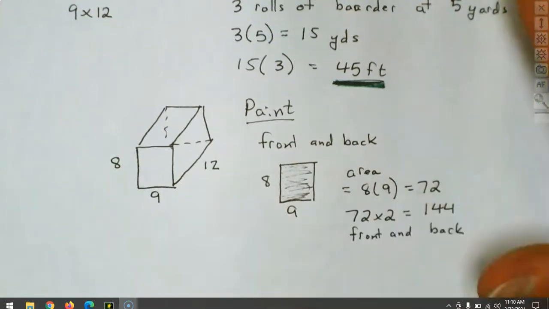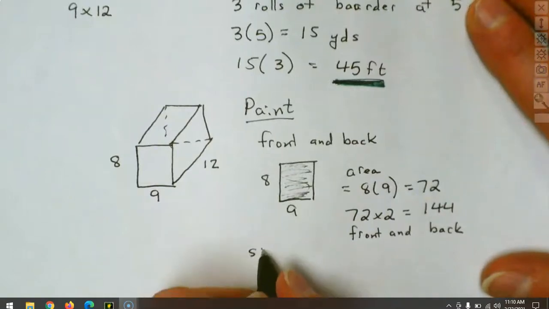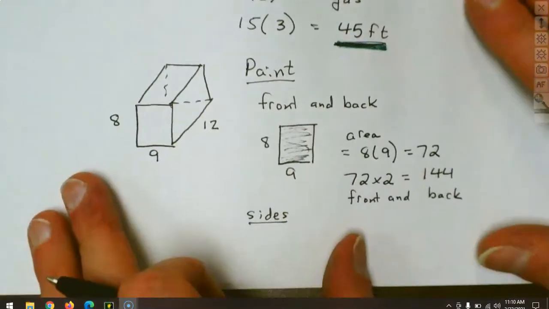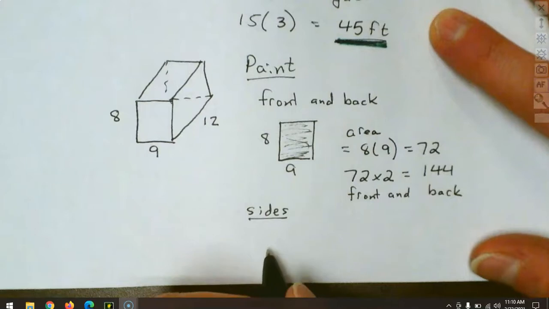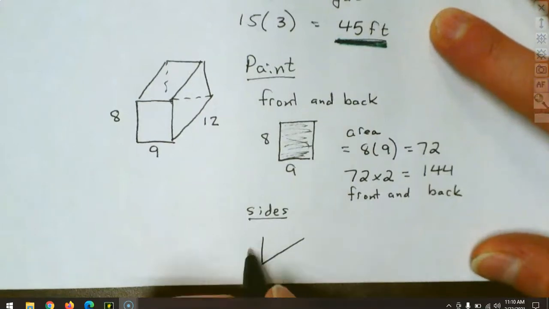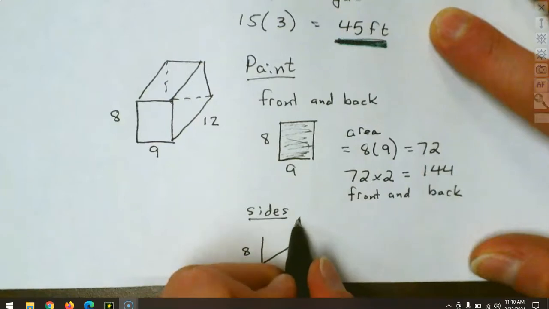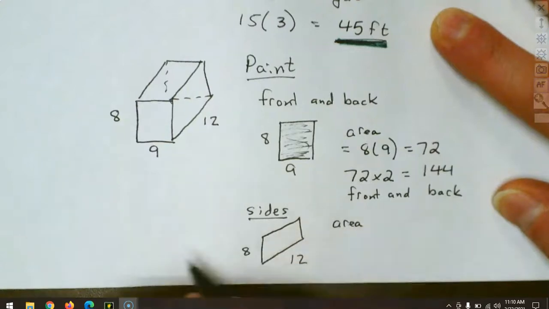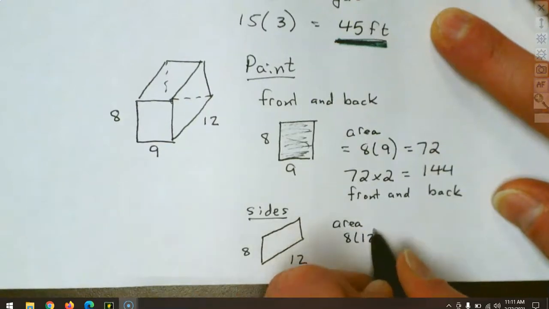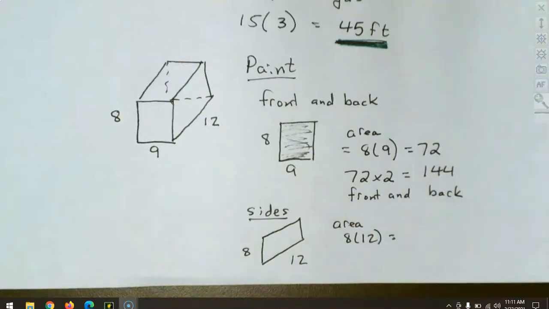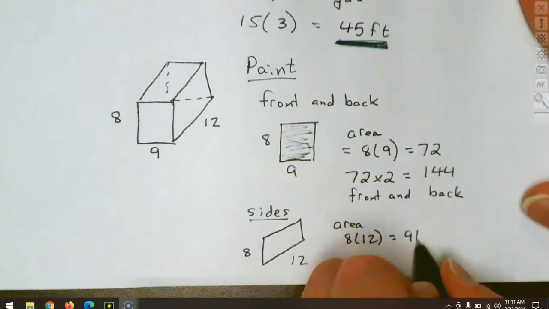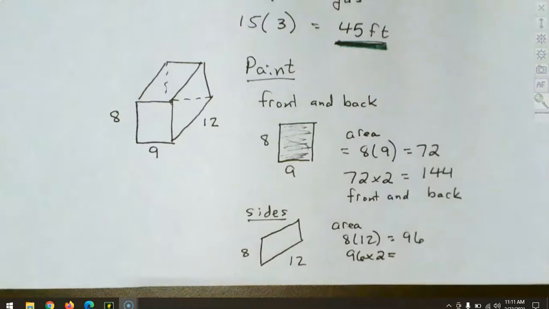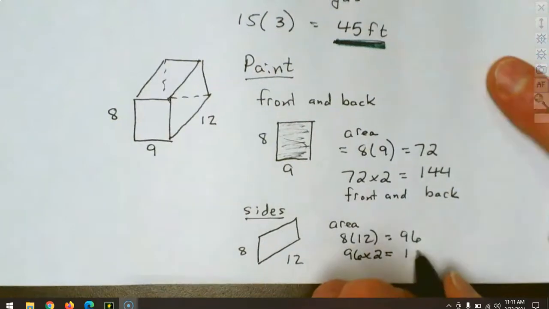Now, what about the sides? Okay, the sides are done in a similar manner. We've got a left and a right side, so we're going to have to double whatever we get. So what about the sides? Well, the sides are 8 foot tall, 12 foot long. So that area would then be 8 times 12, which is then 96, and we have to double it. Why do we have to double it? Because we've got 2 sides. And that gives you 192.